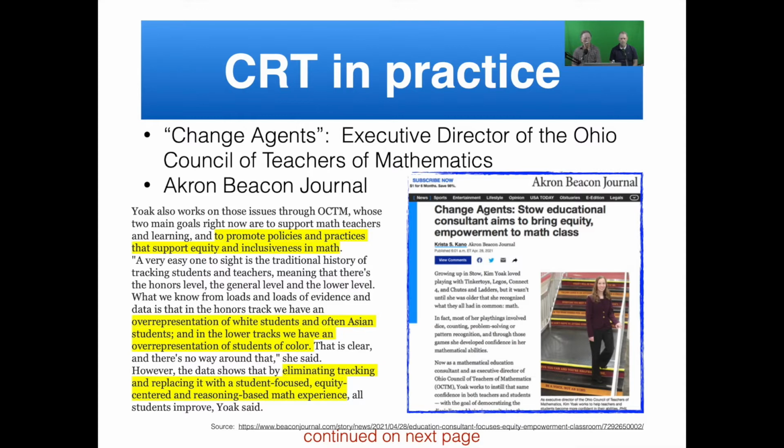And so part of her goal is to promote policies and practices that support, quote, I'm doing air quotes, equity and inclusiveness in math. So in fact, the proposal, it's written right in the article, is to eliminate tracking. So if you don't like the results, you get rid of the system, right?